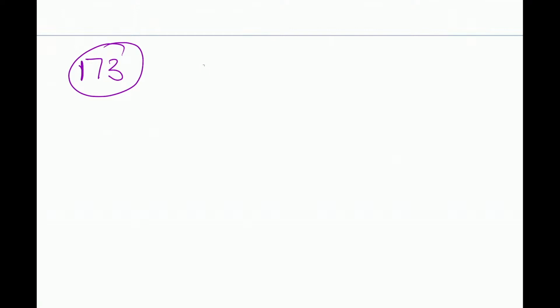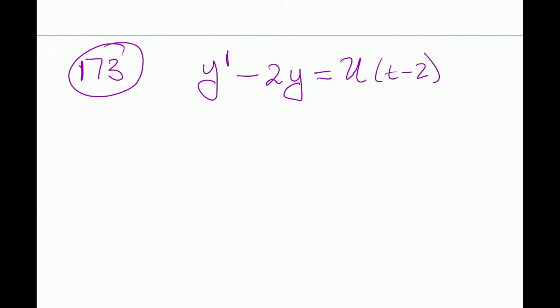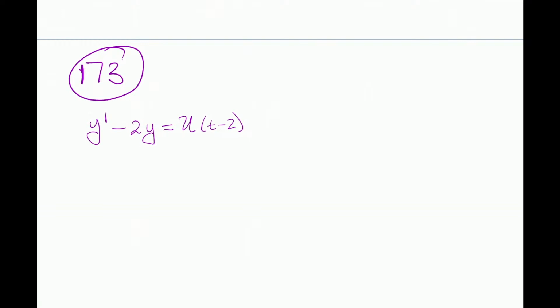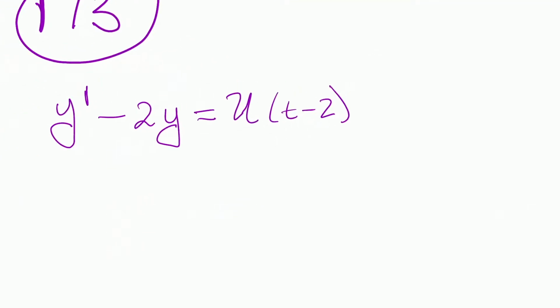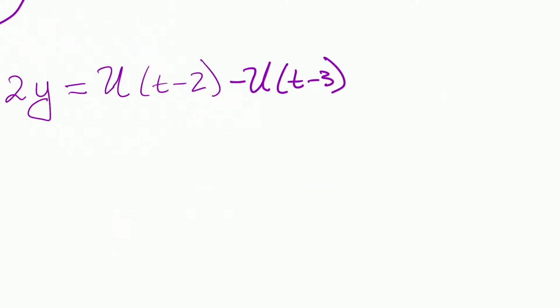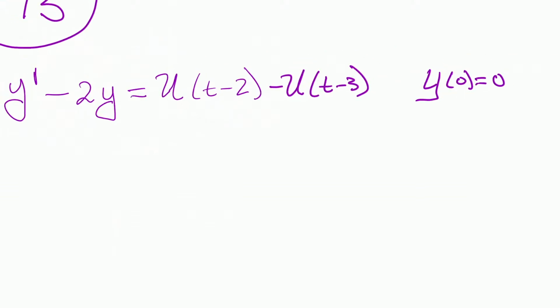So let's just pretend that we're going to solve this differential equation, and the right side is going to be u of t minus 2, and then we're going to subtract off u of t minus 3. Hold on a minute, I need to make this smaller. And I need an initial condition. So y of 0 is equal to 0, just to make it simple on ourselves.